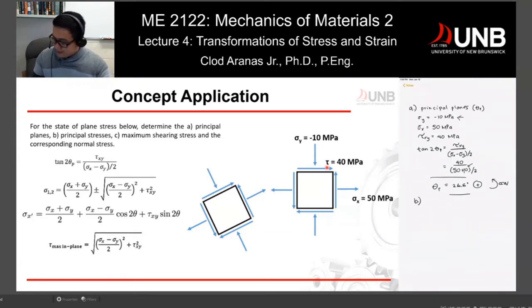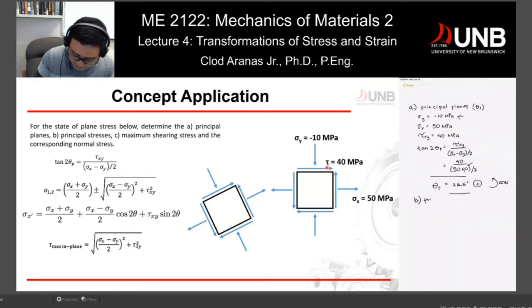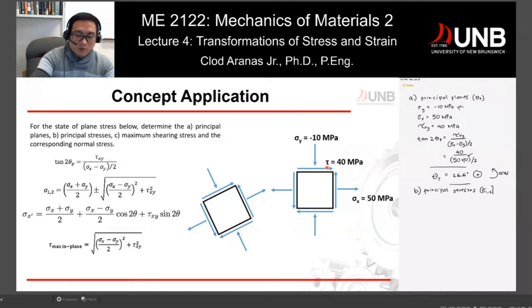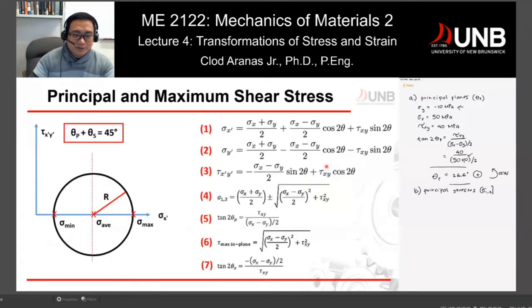Okay, so B is the next question, principal stresses. We want to know the principal stresses, and that would be your sigma 1 and sigma 2, minimum and maximum. Later on, we are going to redefine this. I'm just following the convention in the book, where normally they use 1 and 2. Later on they will change it, but let's use 1 and 2 right now. So for principal stresses 1 and 2, we look at the equation here. That's the equation for sigma 1 and 2.